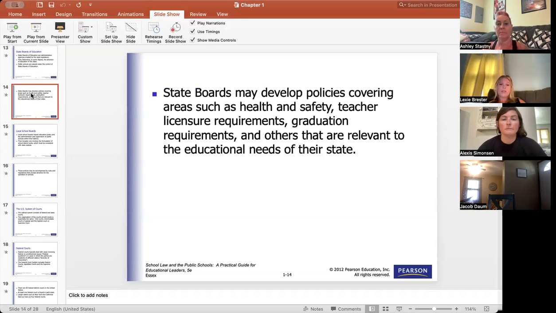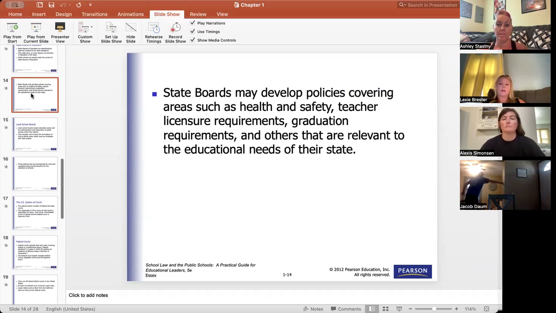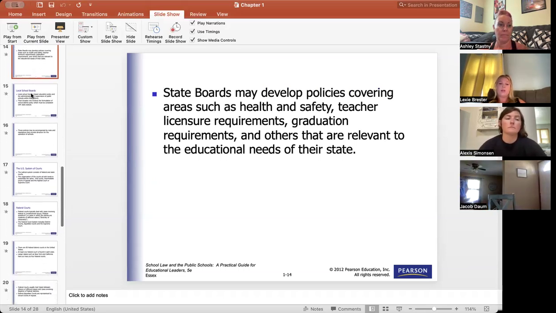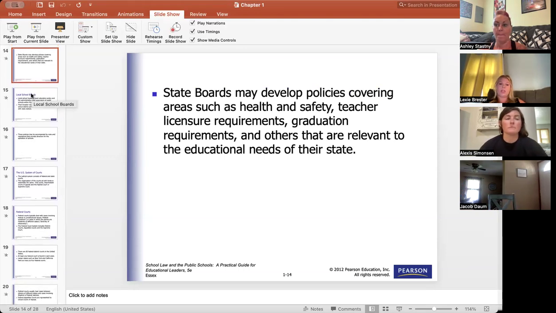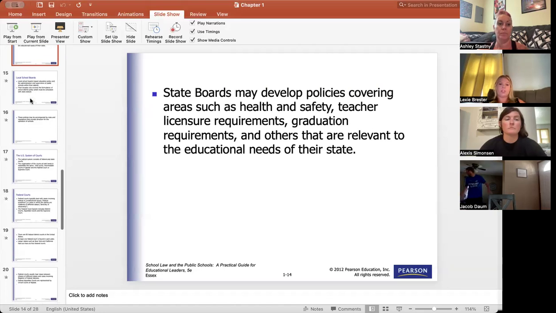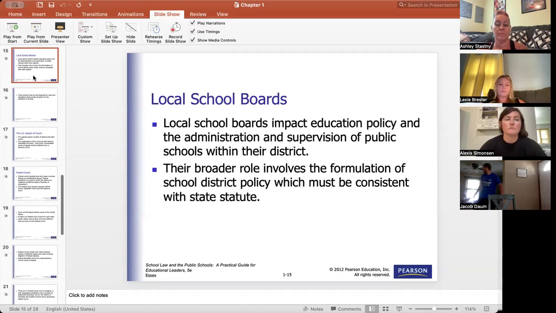State boards may develop policies covering areas such as health and safety, teacher licensure requirements, graduation requirements, and others that are relevant to the educational needs of the state. So those are a few things that the State Board of Education has. And then, of course, the legislature is responsible for making and passing all of the laws that schools and education have to follow.